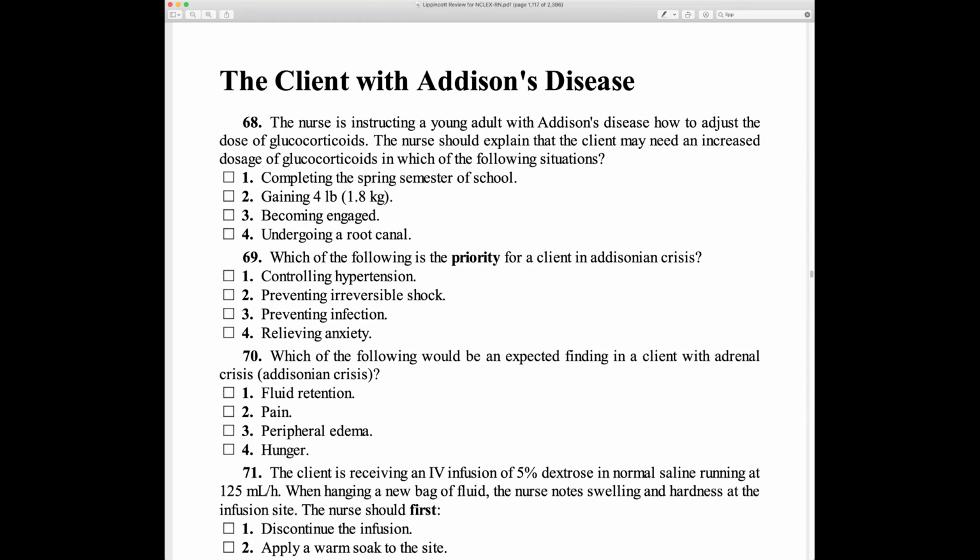So we're on question 69. There's a key word here: priority. And so Addisonian crisis, can they die from this? Okay, what are the two reasons they can die from Addisonian crisis?